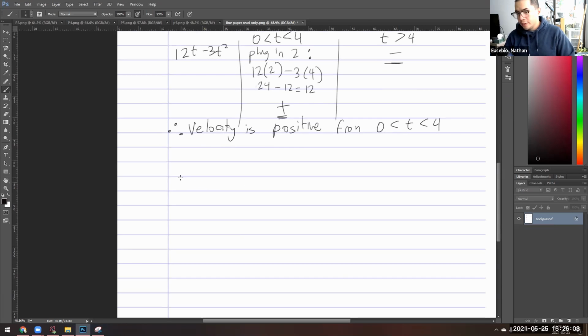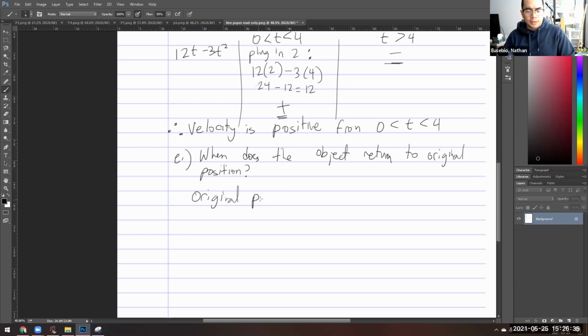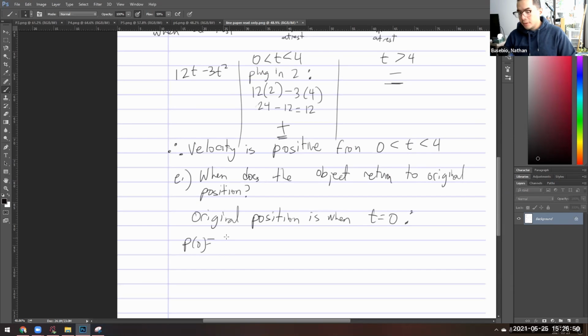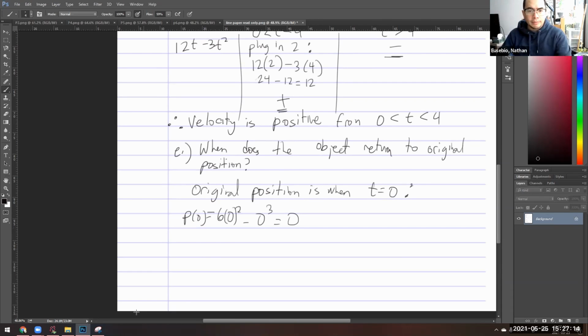Last part for this question, when does the object return to original position? So original position is when time is 0. So let's plug in t to the original thing. So p of 0 is 6 times 0 squared minus 0 cubed. So that's still 0. So for the other times, do we use the original function?